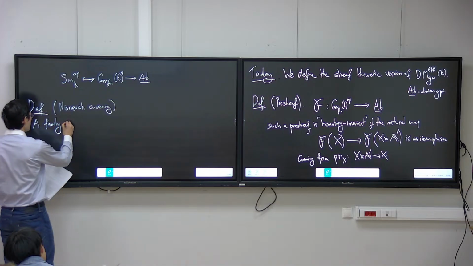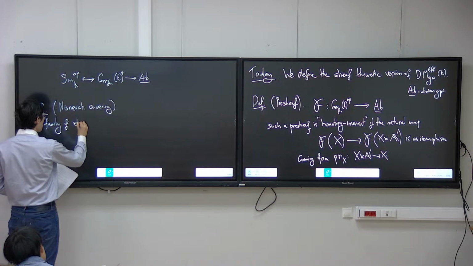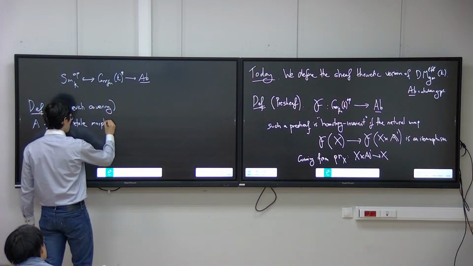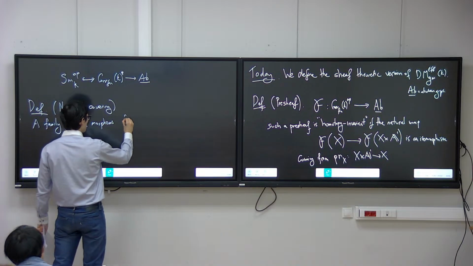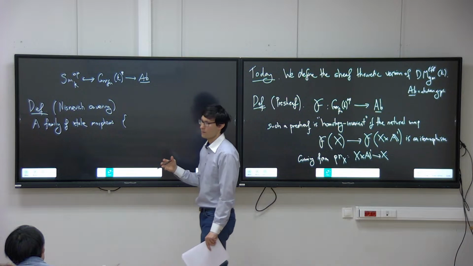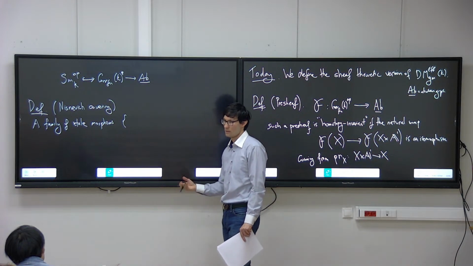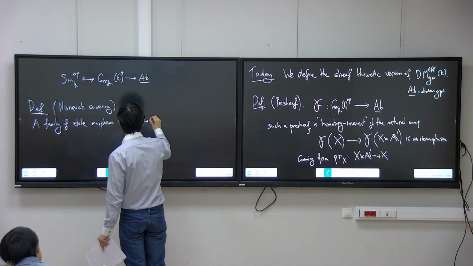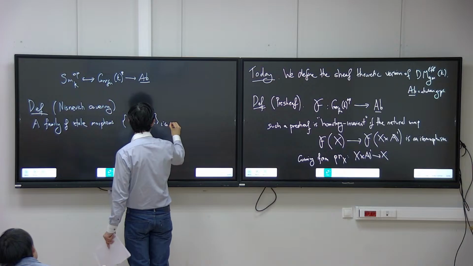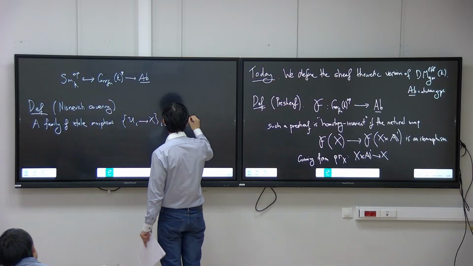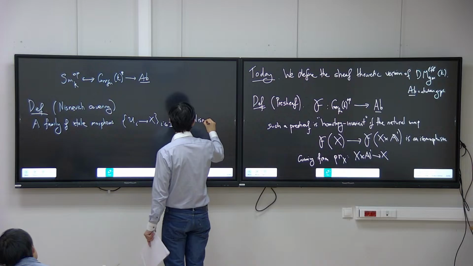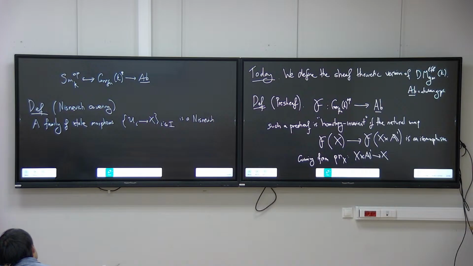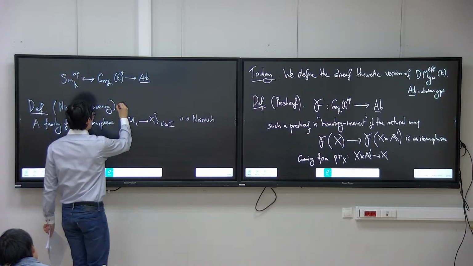So a family of Étale morphisms. Has everyone seen what a Grothendieck topology is? Okay. A family of Étale morphisms U_i to X is a Nisnevich covering. The Nisnevich topology was introduced by Nisnevich, I think a Russian mathematician, in 1989, I think.